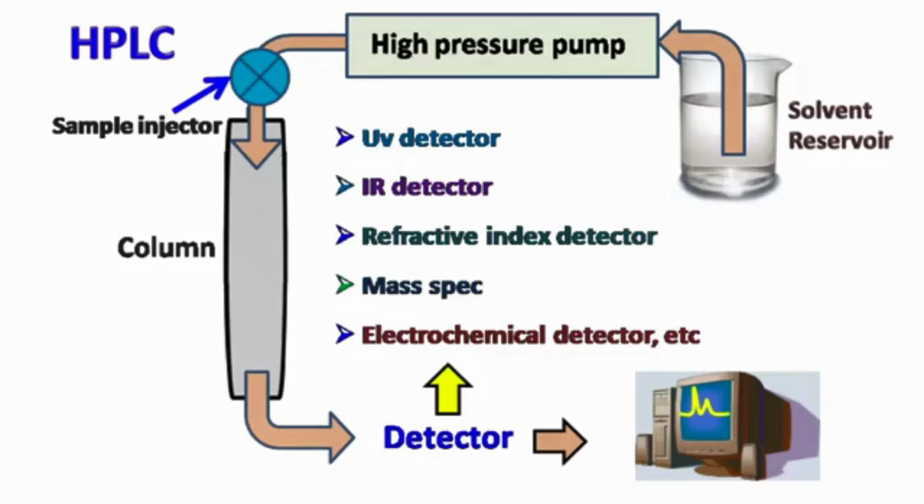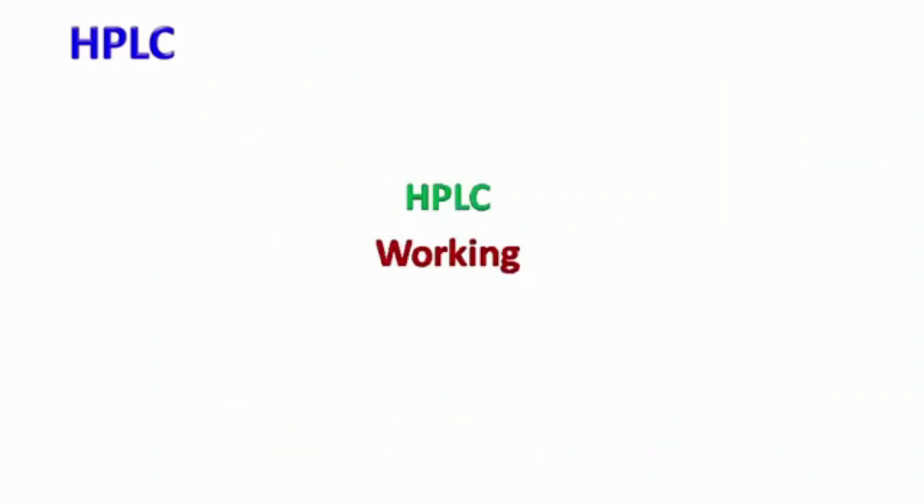Now let's see the working of HPLC. As the sample molecules get separated, they are detected by the detector and a peak is obtained on the computer. This peak is plotted with respect to the retention time.